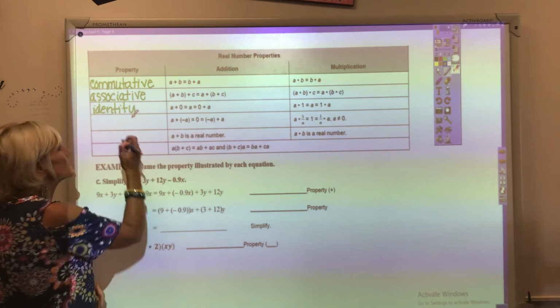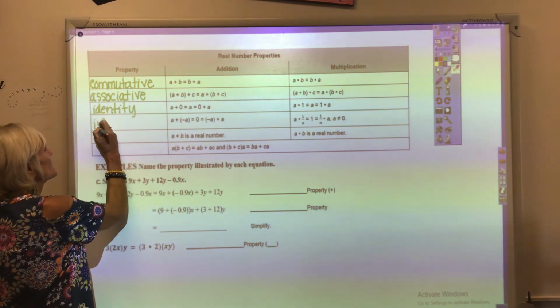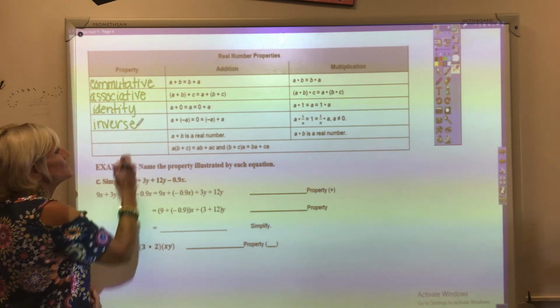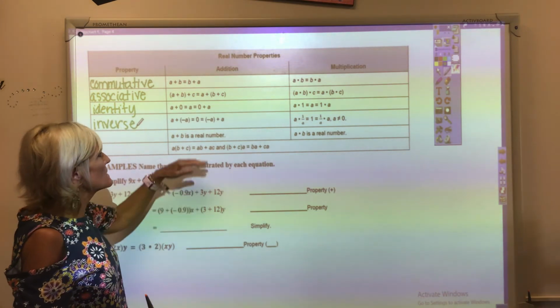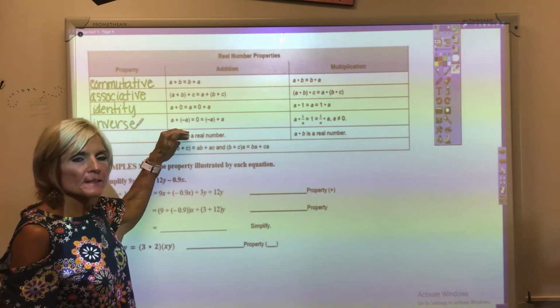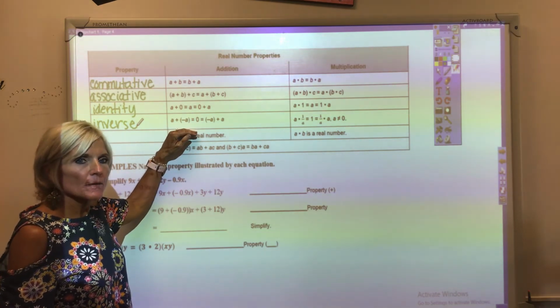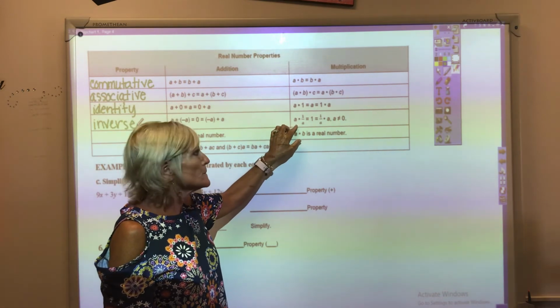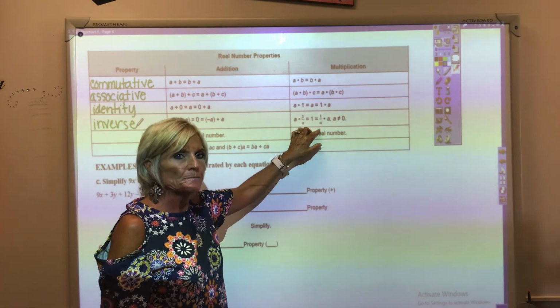The next property is the inverse property. And what this means in terms of addition is when you add a number and its opposite, you get 0. Or when you multiply a number and its reciprocal, you get 1.